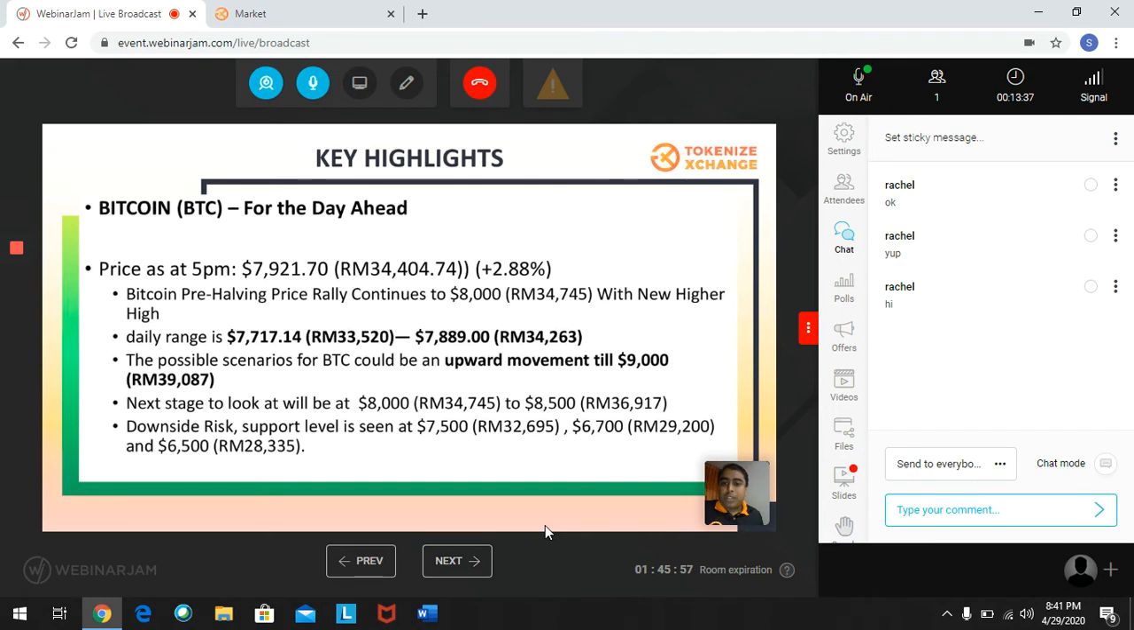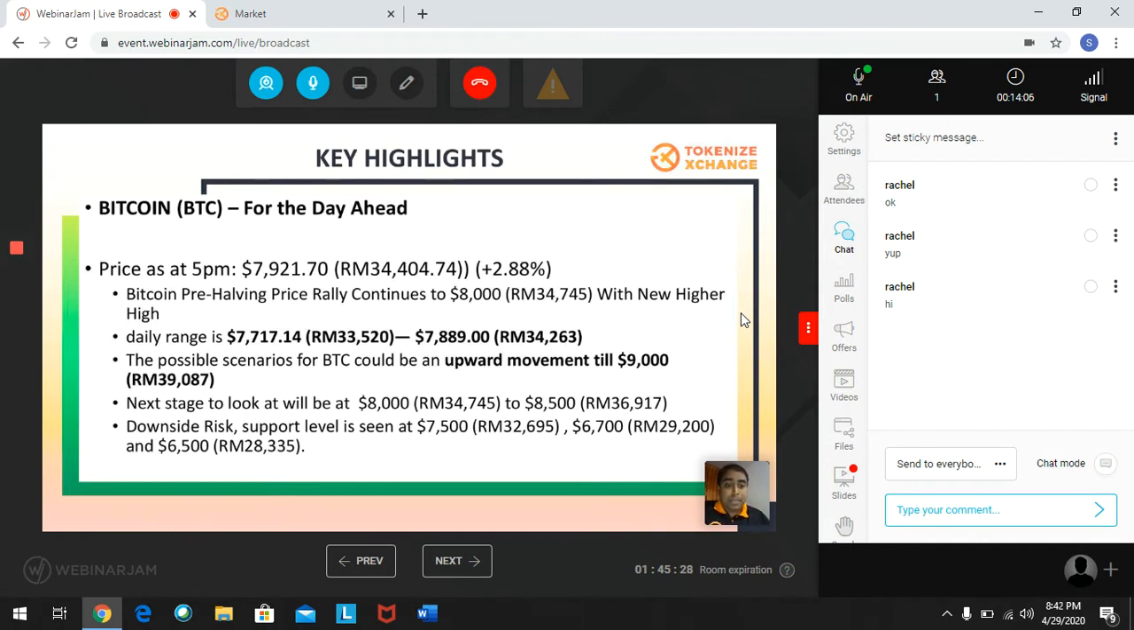All right, cool. So what's in with Bitcoin today is that as at 5 p.m., Bitcoin was basically trading at 7,921 US dollar. If you convert that to Ringgit Malaysia, that is around 34,404. So day to day, it's around 2.88%. But if you look at the price now, it basically has breached that 8,000 level. It's trading at 8,150.